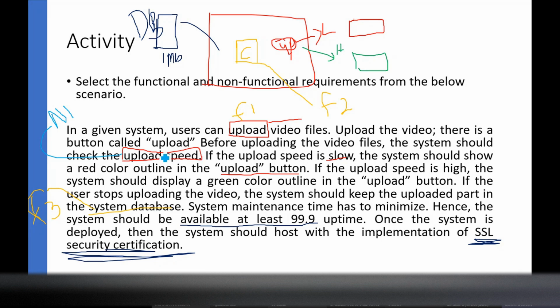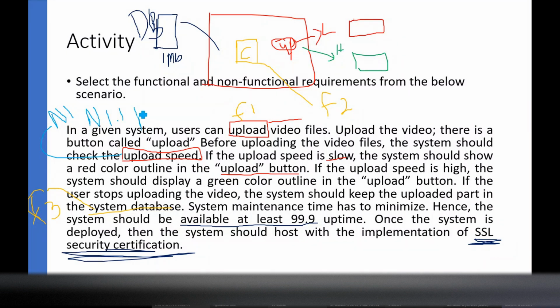If the upload speed is slow, the system should show a red color outline. Now what's my non-functional requirement number 2? That means my non-functional requirement 1.1. Why is it 1.1? The network is slow. The upload button should be represented in red color. That's my non-functional requirement 1.1.